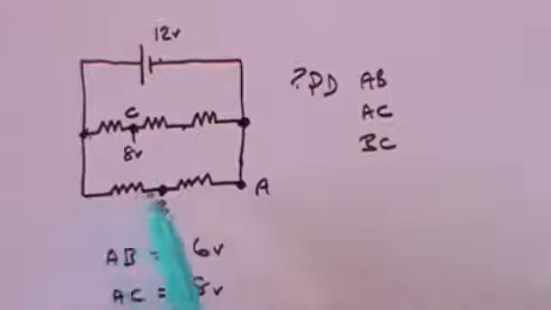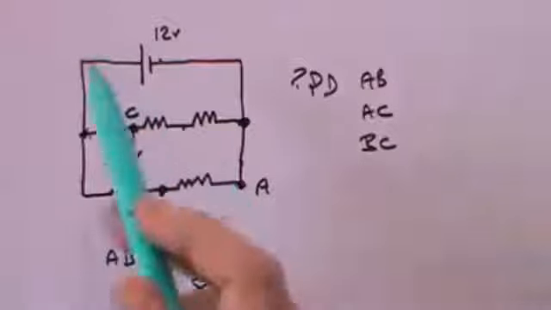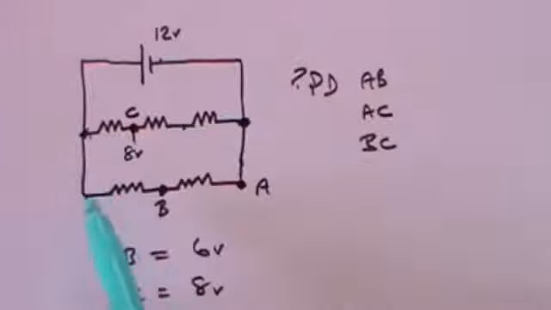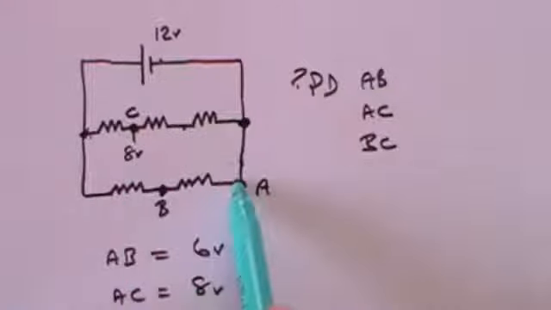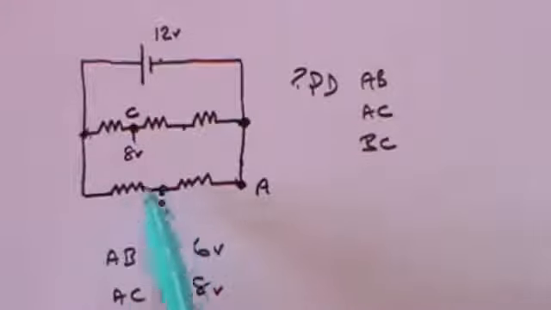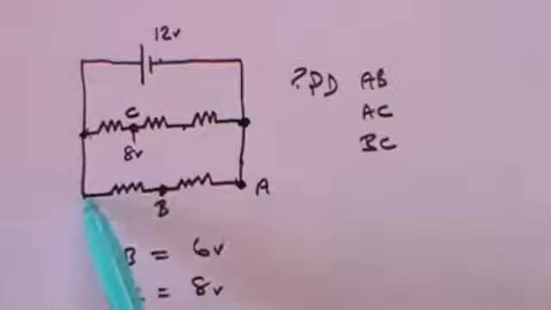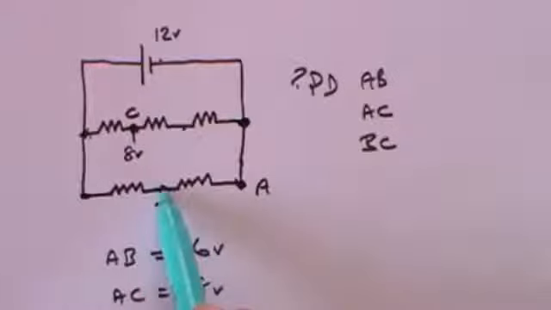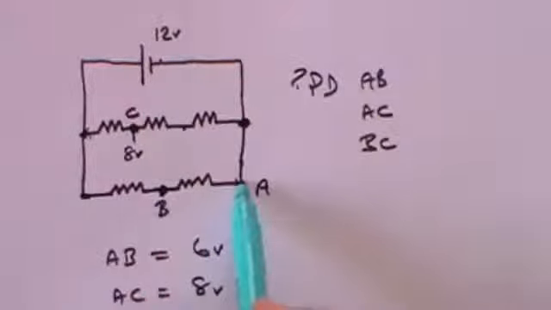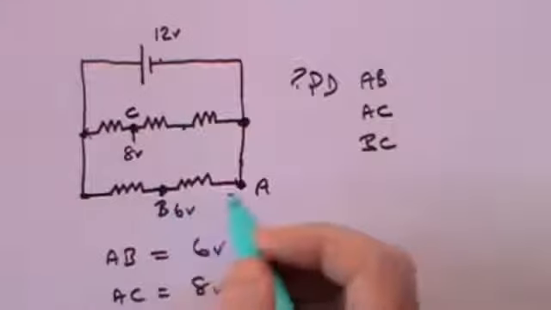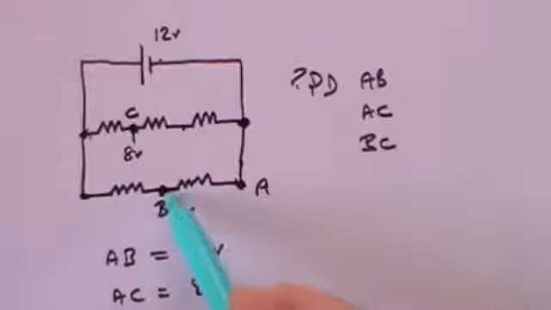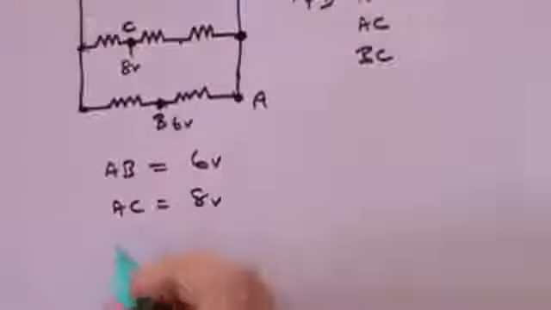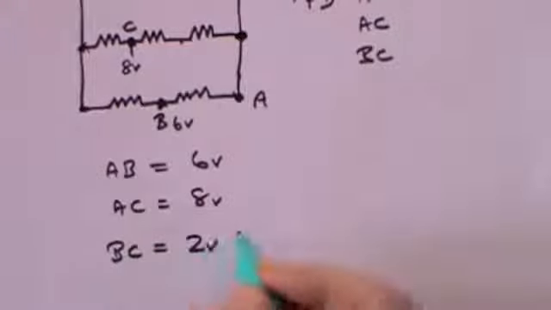Now let's think about this bottom line here. We said 12 volts is dropped across the entire bottom line because it's the battery that's across it. And they are 2 equal resistors, so there's 12 volts being dropped across the whole thing, which means there will be 6 volts dropped across each resistor. So this point is at 12 volts, this point is at 6 volts, this point is at 0 volts. So point B is at 6 volts. Now look, it's easy. This point is at 8 volts, this point is at 6 volts. Consequently, the difference between the two is 2 volts.